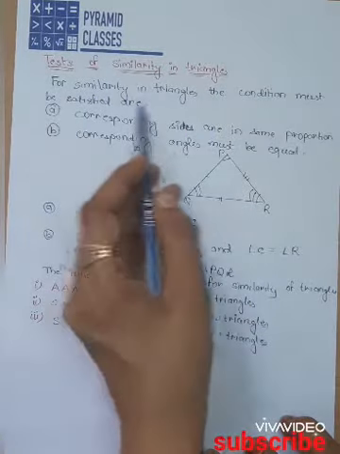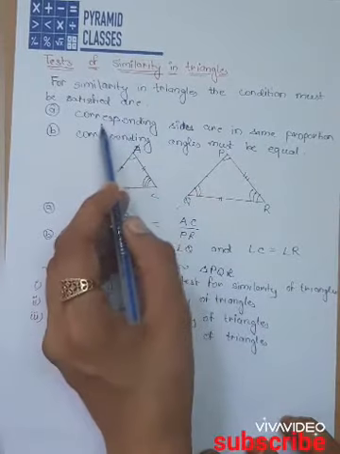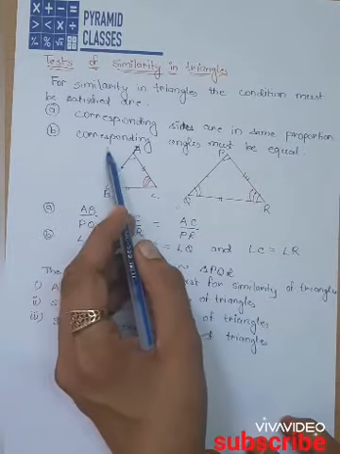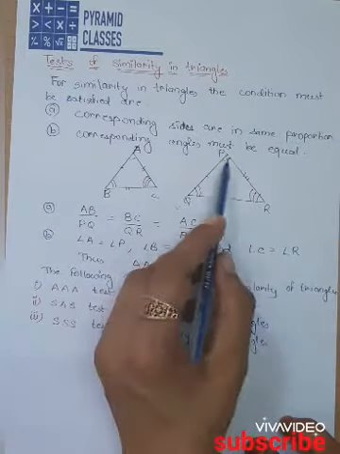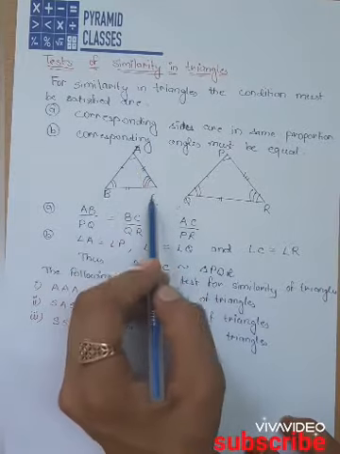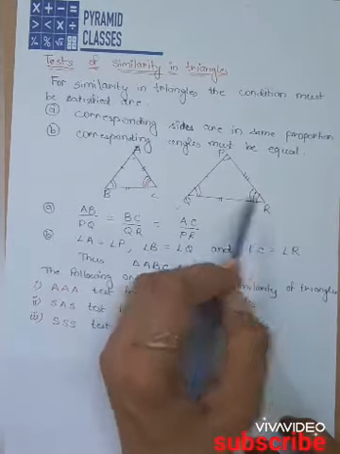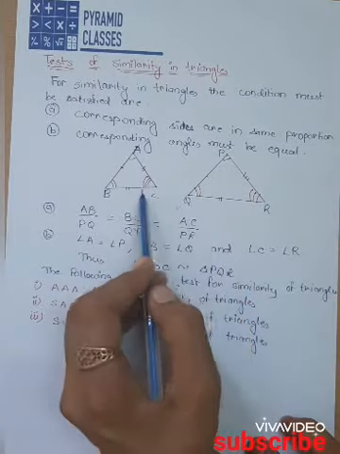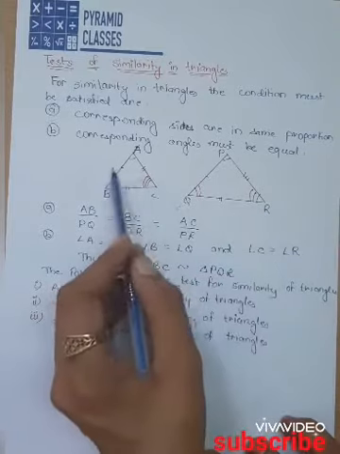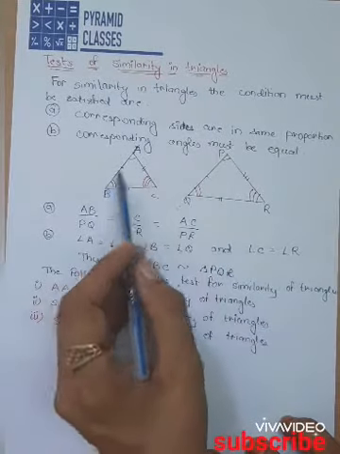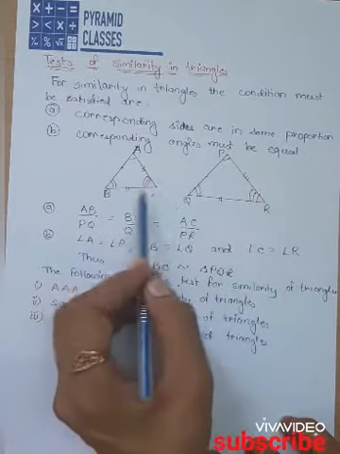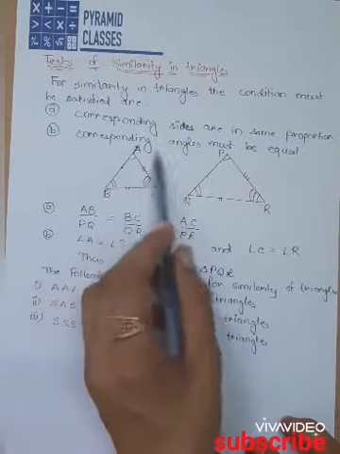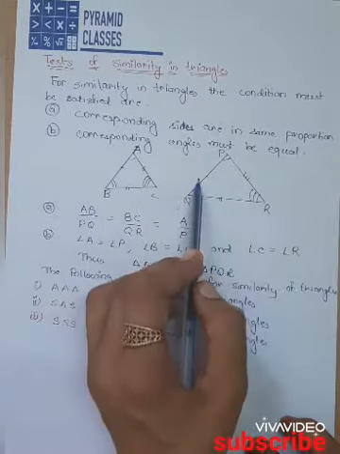For similarity in triangles, the conditions that must be satisfied are that the corresponding sides are in the same proportion, or ratio, and the corresponding angles must be equal. Here ABC is one triangle, PQR is another triangle. Angle A must equal angle P, angle B must equal angle Q, and angle C must equal angle R. And AB by PQ equals AC by PR equals BC by QR. If these conditions are satisfied, then we can say triangle ABC is similar to triangle PQR.